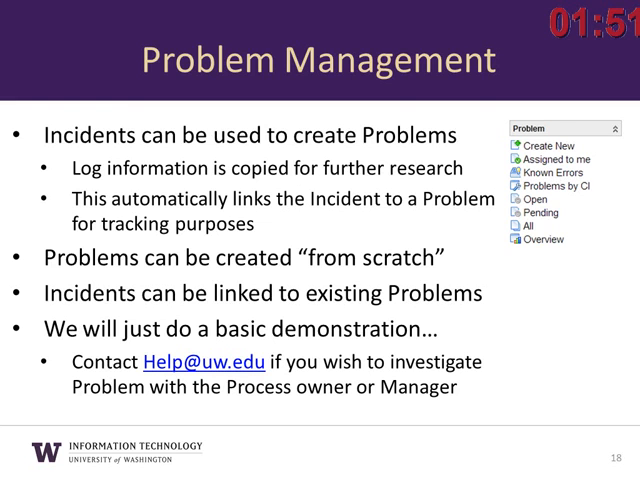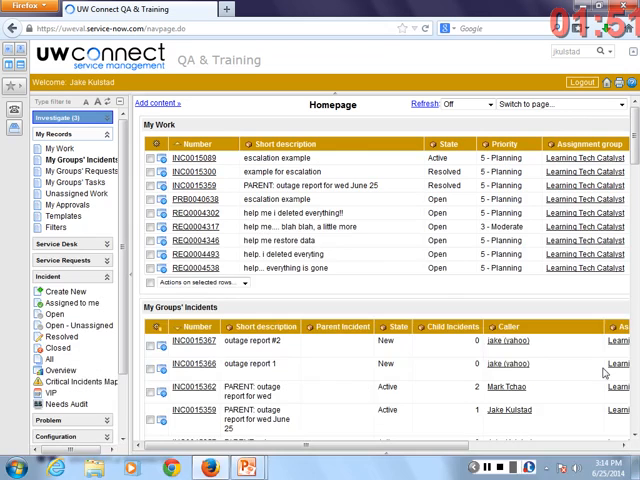You also can just go to the problem application, as you can see in the top right here, and click Create New if you want to create a problem from scratch. But I'll show you how to make it from an incident so you can check it out.